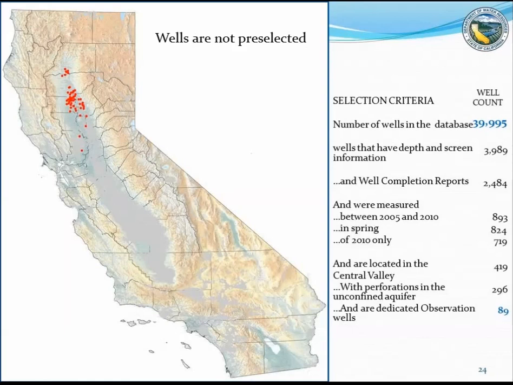So instead, by implementing our workflows and rules and assumptions, we can go through and use all of the available well data and then filter it out using a QA/QC process rather than just pre-select the wells.